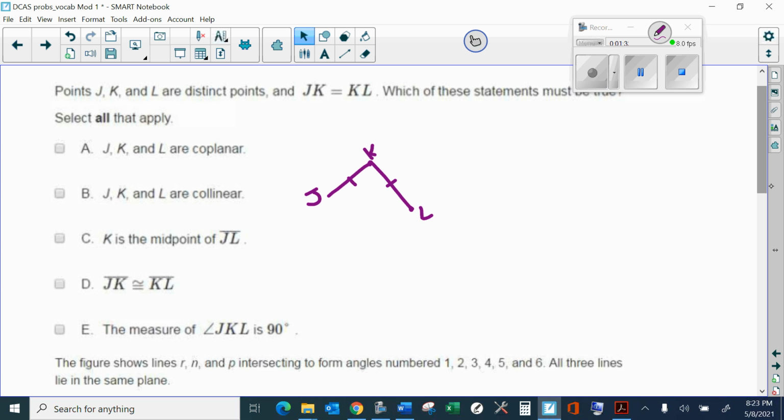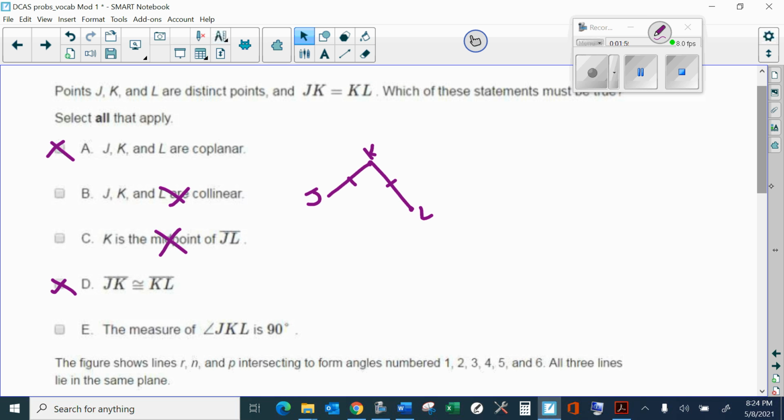Do they have to be coplanar? Yes. Remember, 3 points determine a plane, and we only have 3 points there. Are they collinear? No, they don't have to be. Here's an example of it not. Is K the midpoint? No, that would have to be collinear in order for it to be the midpoint. Is segment JK congruent to KL? Yes, it is. That means they're exactly the same length.